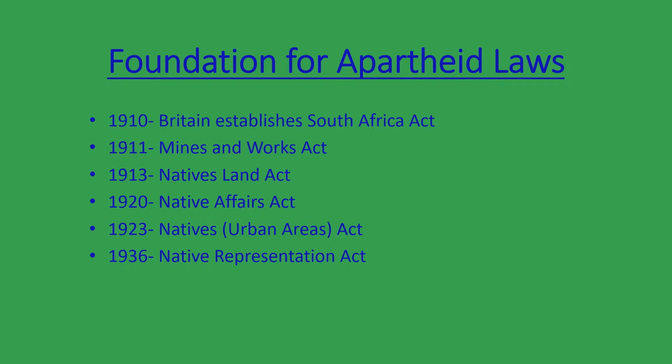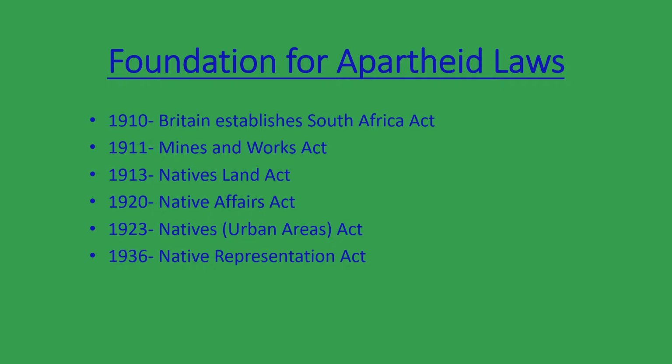So 1913, the Native Lands Act. So this forced 10% of blacks to be sent to reserves. It also prohibited blacks from owning land outside of those confined reserves. So this impacted the Khoikhoi people largely because they were not included in this because most of their land was already dispossessed prior to Britain taking control of the colony.